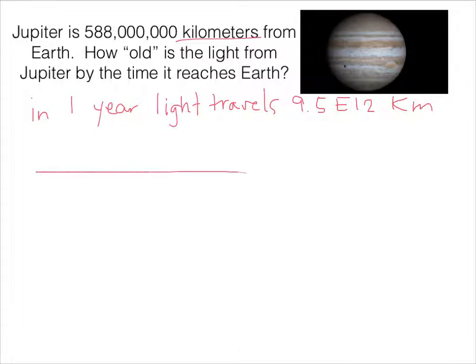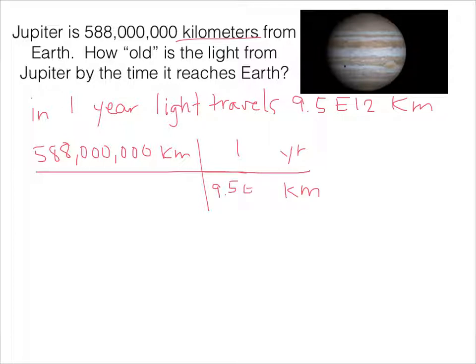We do our T-chart. We have 588 million kilometers. Well, we want to know how long, so we want to change that into years. We have to convert from kilometers, and in 1 year, light travels 9.5 times 10 to the 12th kilometers. So, after some calculator work, we find out that this is 6.2 times 10 to the negative 5th years.